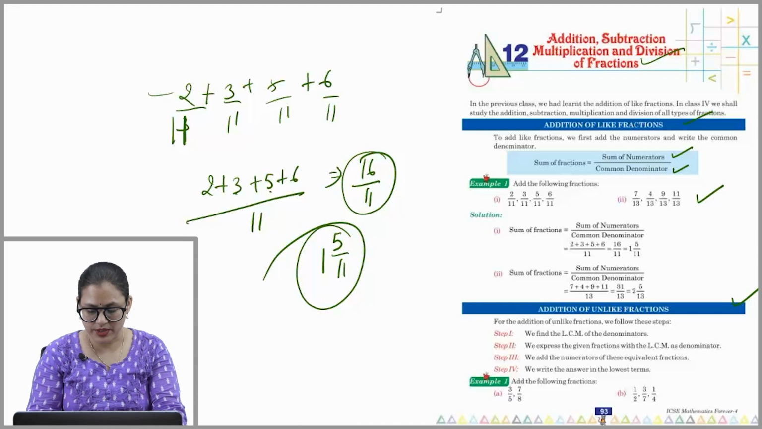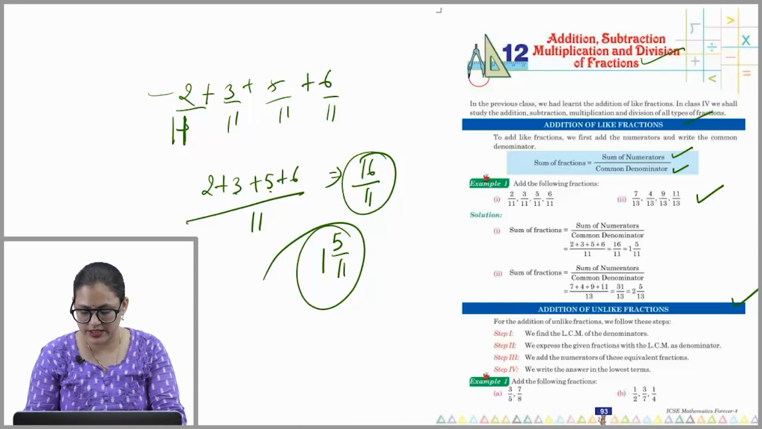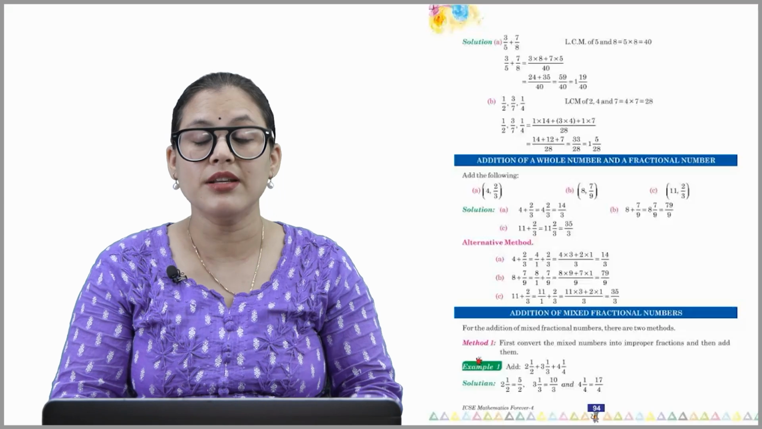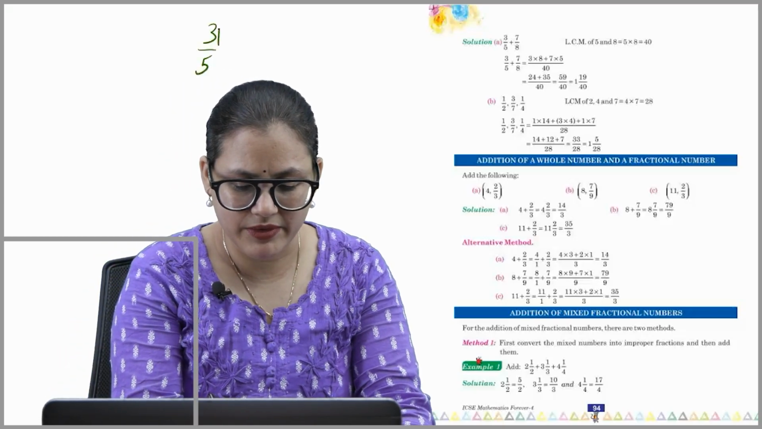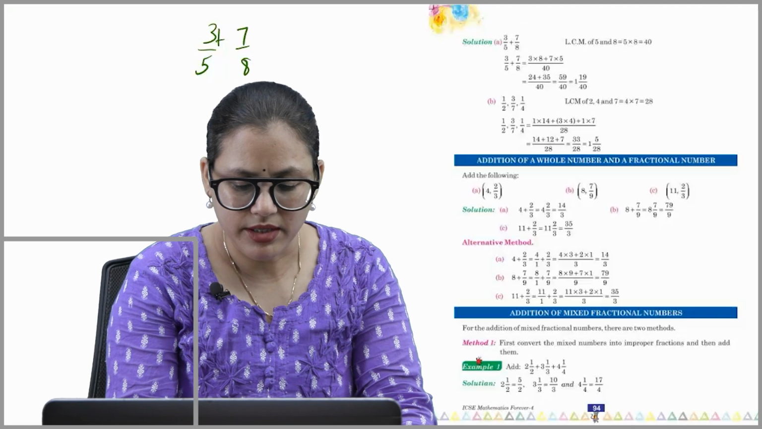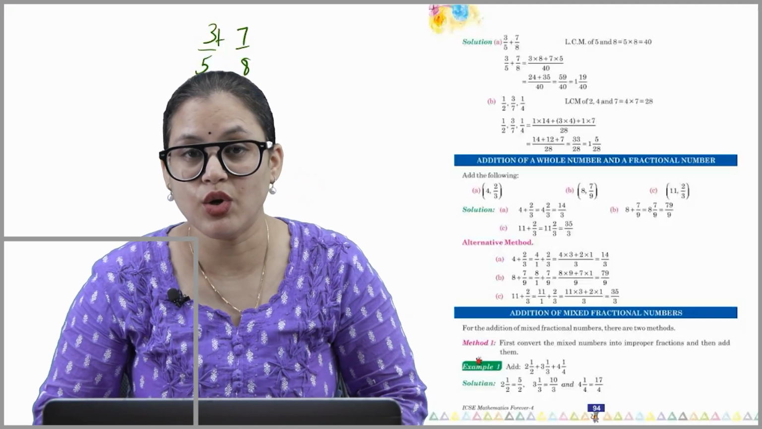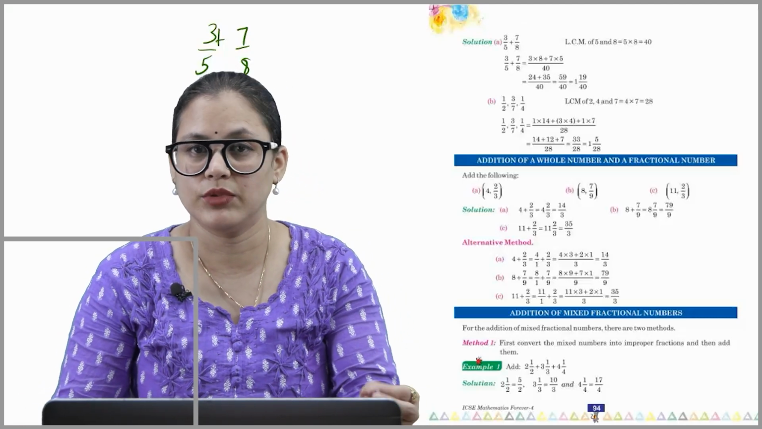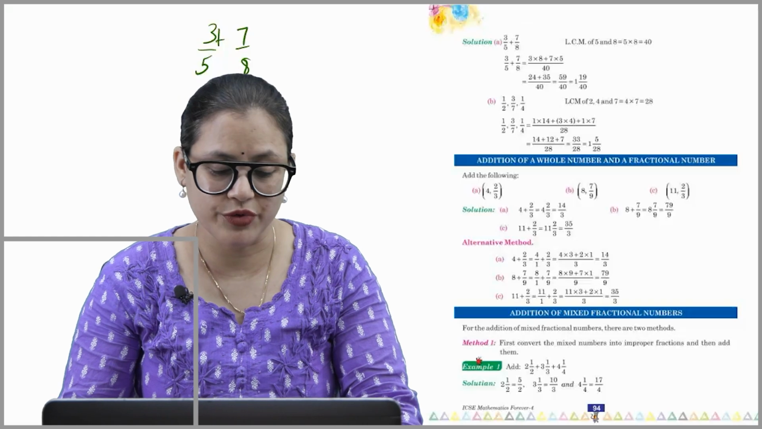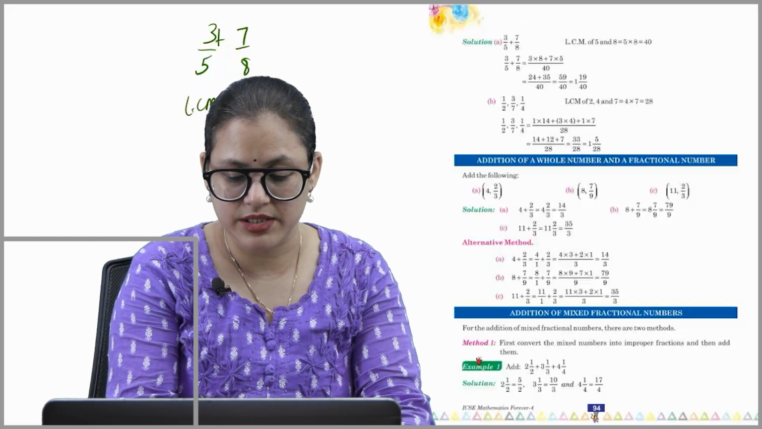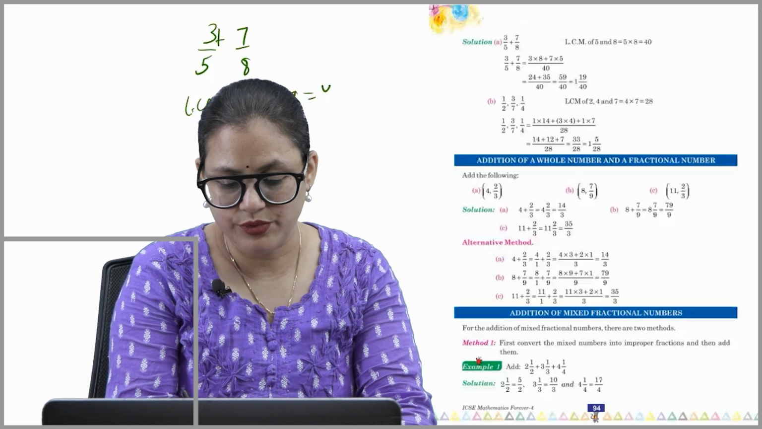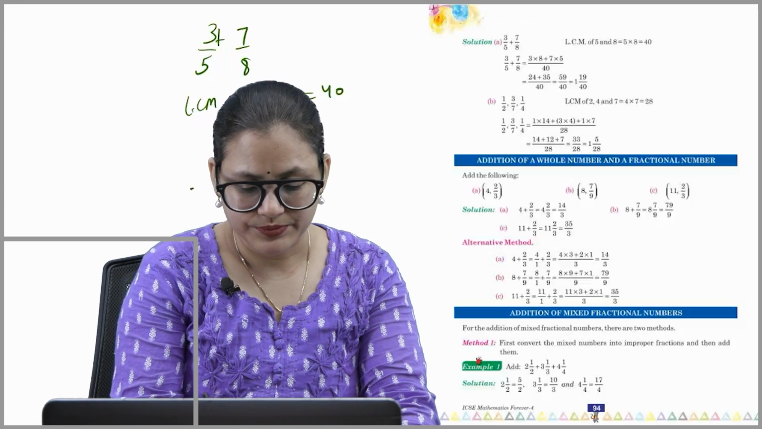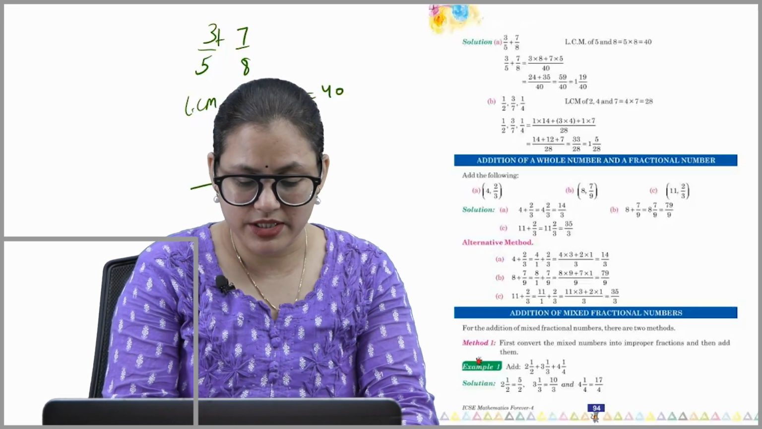So first one is 3 by 5 and 7 by 8. We have to find the sum of these two fractions. 3 by 5 plus 7 by 8. But now denominators are different, so we cannot add them up like we were adding like fractions. So first we will find LCM. LCM of what? LCM of denominators, 5 and 8, is equal to 40. So your LCM is 40.